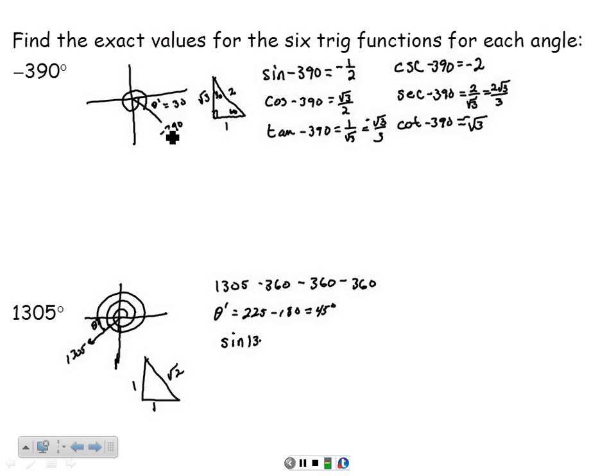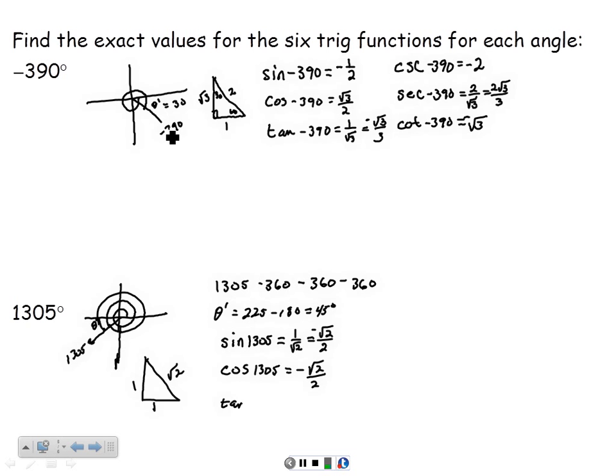So sine of 1305. Sine of 1305 is going to be opposite over hypotenuse, which is going to be 1 over the square root of 2, but we know we can't leave it that way, so it's going to be square root of 2 over 2. And it is going to be negative. Cosine of 1305 is going to be adjacent over hypotenuse, so it's going to be the same, negative square root of 2 over 2.